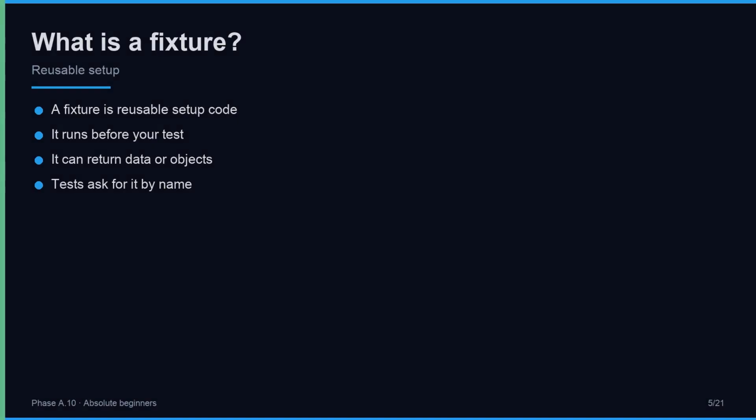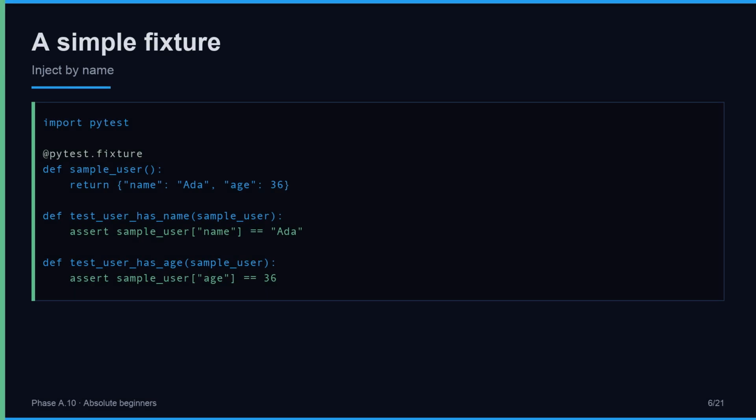The flags you keep. Fixtures are how setup code stops being repetitive and starts being reusable. Setup, reusable. What is a fixture? It is reusable setup code that runs before your test. Need a fresh list to test against? Write a fixture that returns one. Need a temporary database? Write a fixture that creates it. Need a sample user object? Fixture. Tests ask for the fixture by name, and pytest injects whatever the fixture returns. This pattern, giving tests what they need instead of letting them build it themselves, is called dependency injection, and it keeps your tests short and focused.